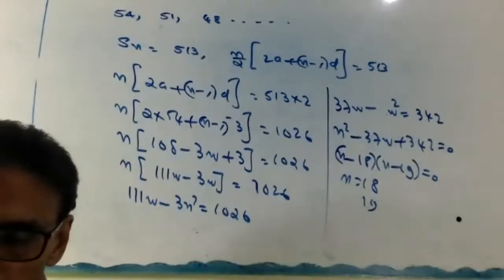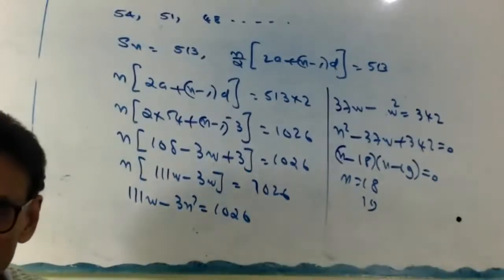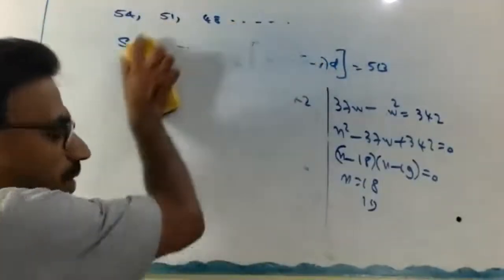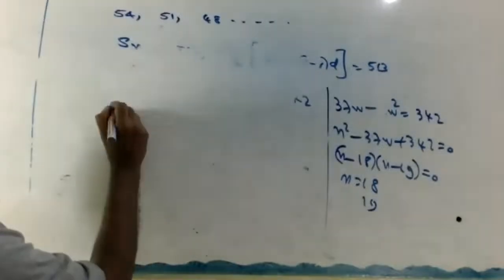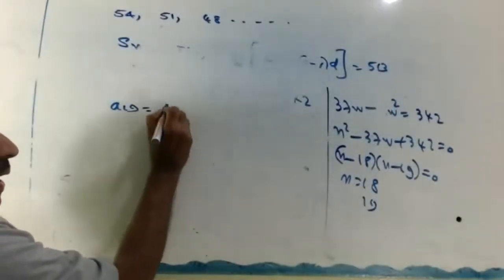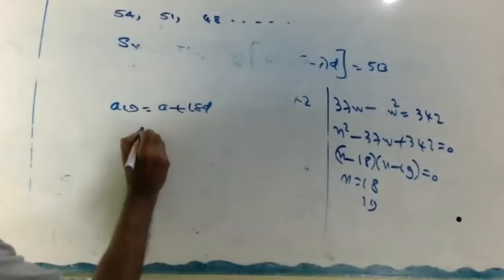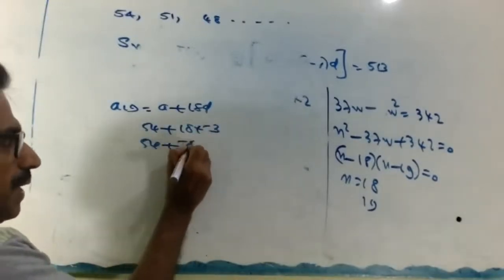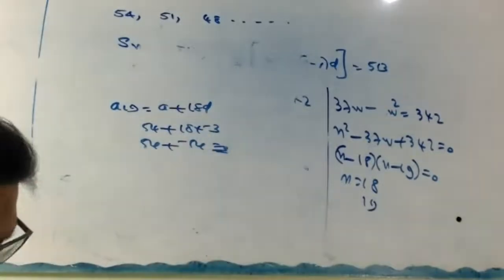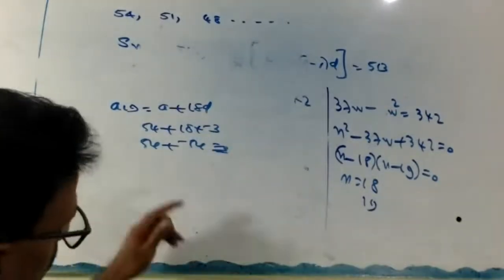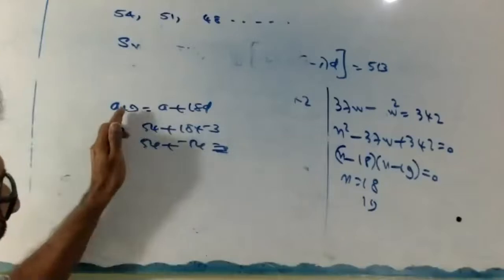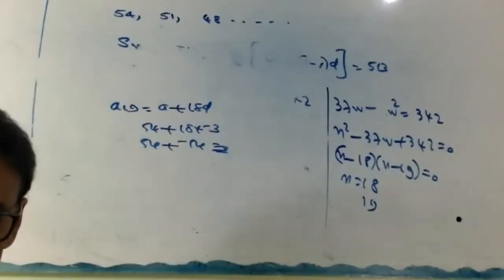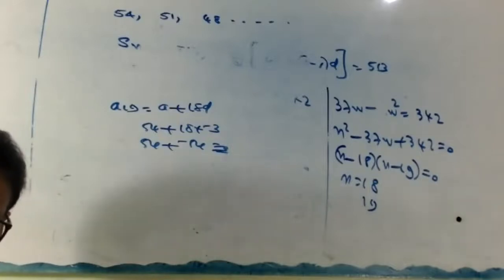The zero is also a term. Which term is zero? The 19th term will be zero. Look here, we show that: A19 equal to a plus 18d, that is 54 plus 18 into minus 3, so 54 plus minus 54 equal to 0. That's the reason for the double answer. This is the reason for the double answer.